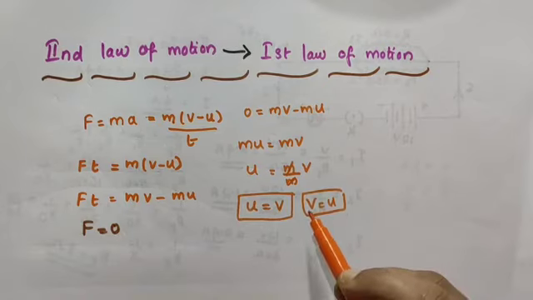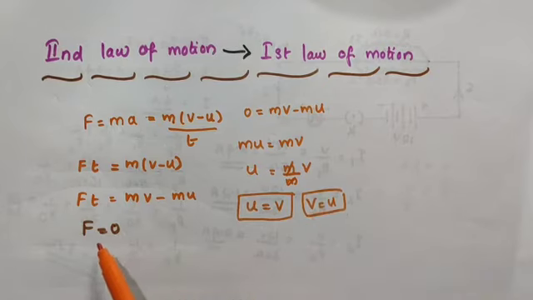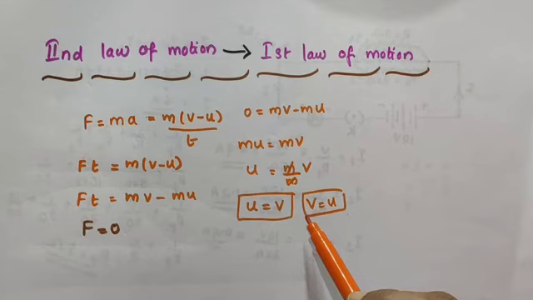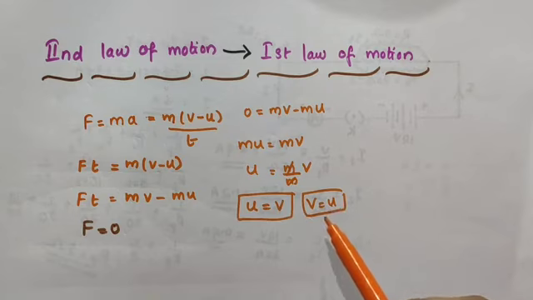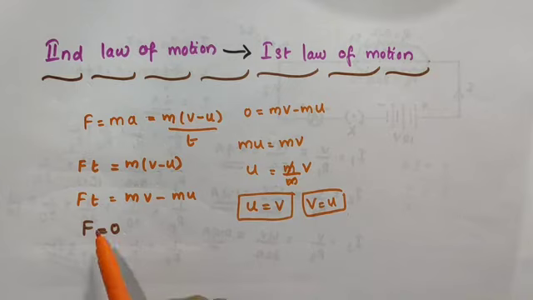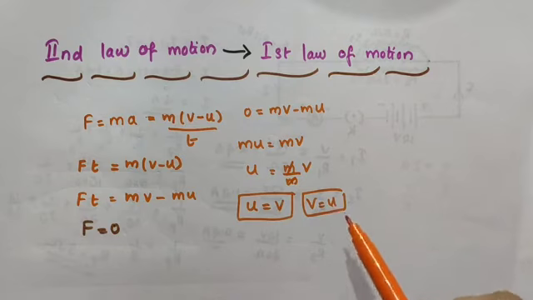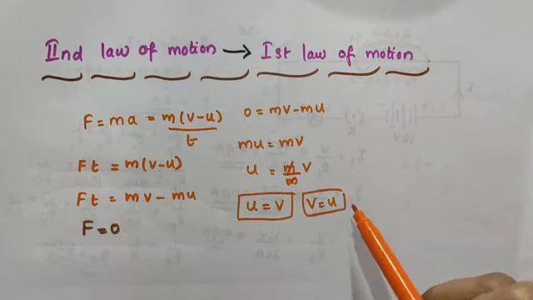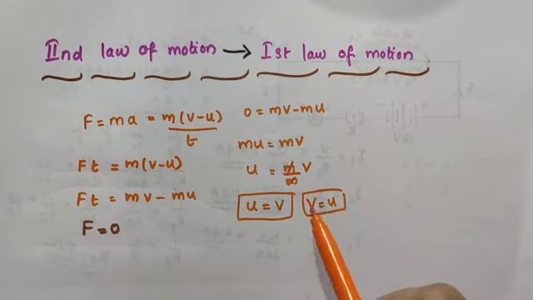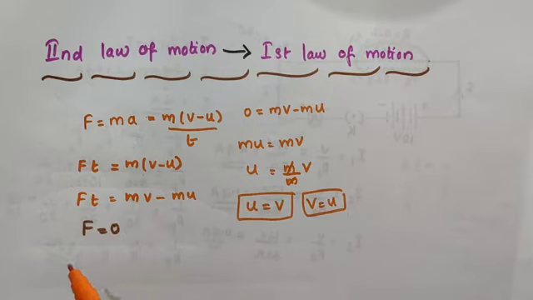What does it actually mean? When the external force F equals 0, that is, when no external force acts on an object, the final velocity of the object v is equal to its initial velocity u. That is, there won't be any change in the velocity of the object when no external force acts on it. The object will continue moving with the same uniform velocity throughout the time. That is, the object will remain in its state of uniform motion when no external force acts on it.